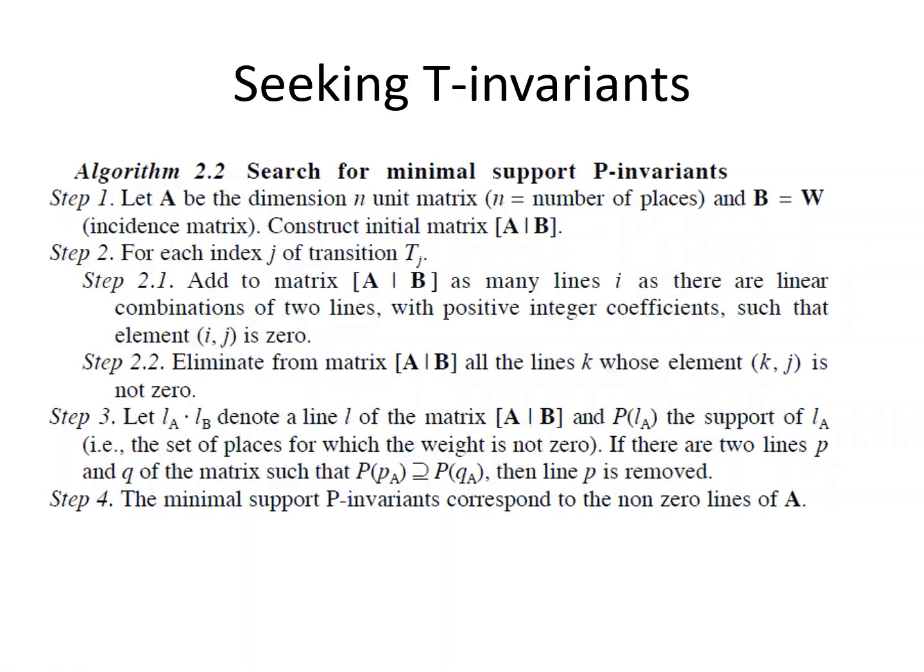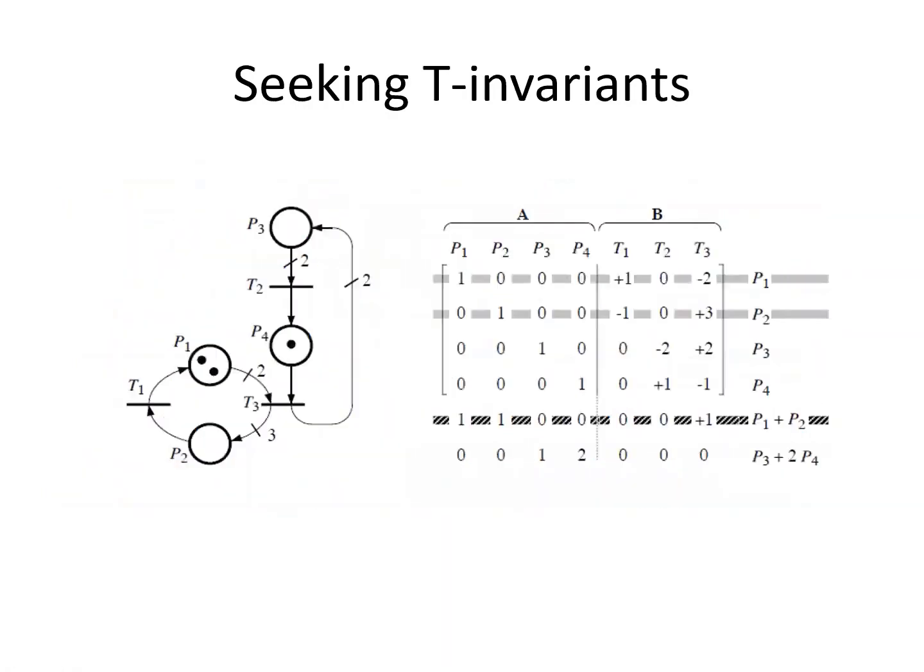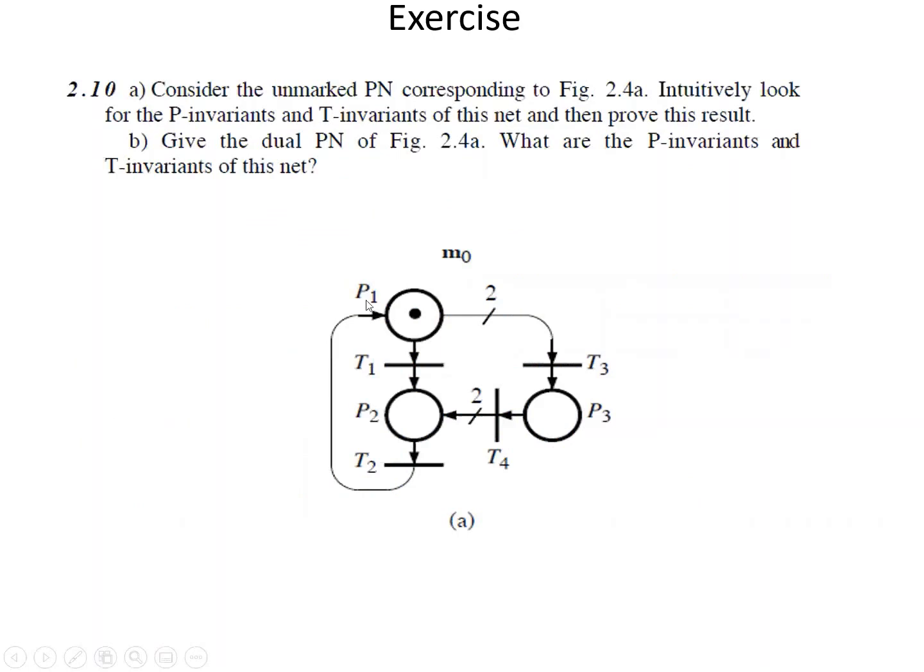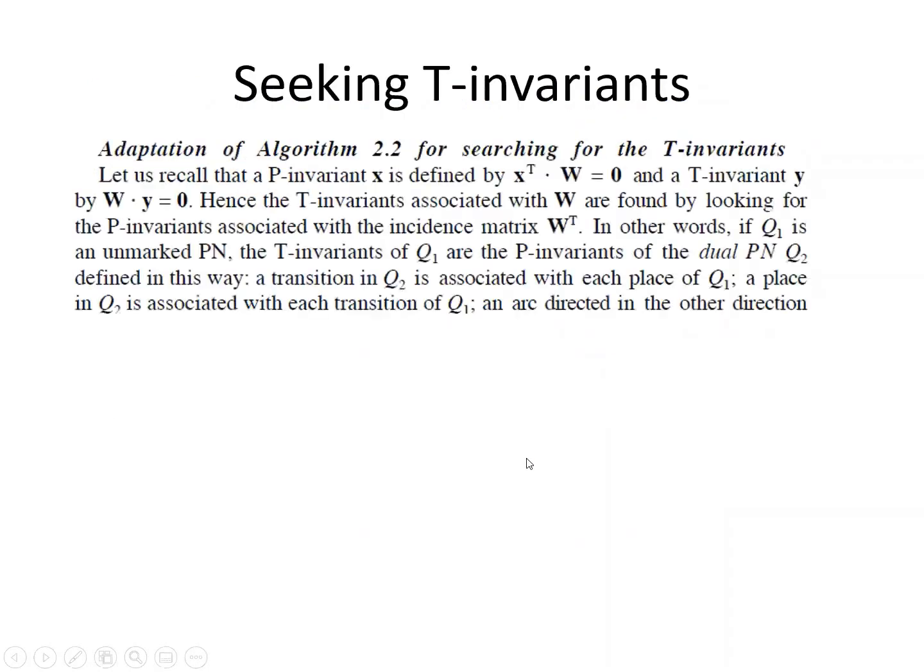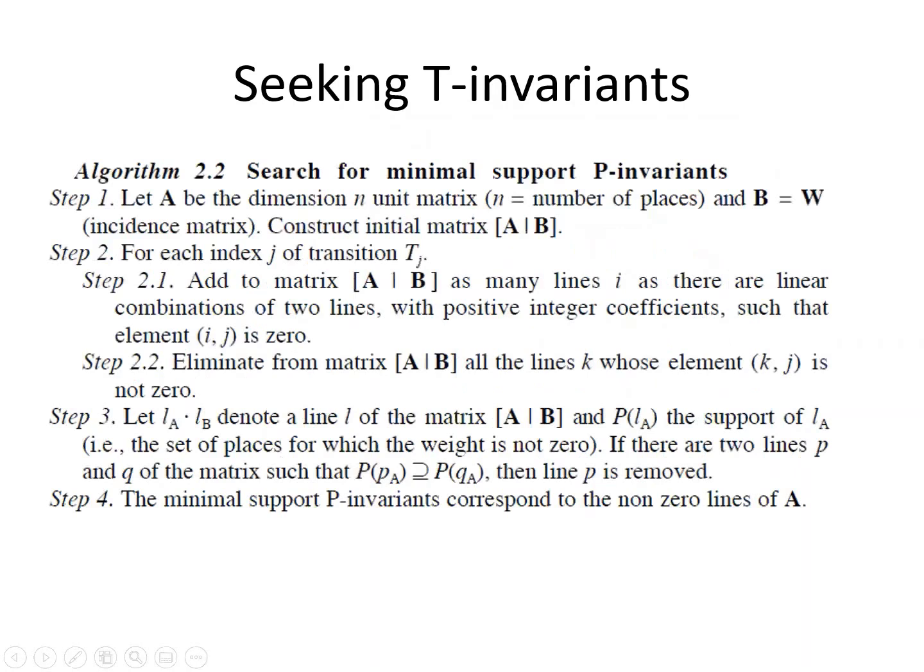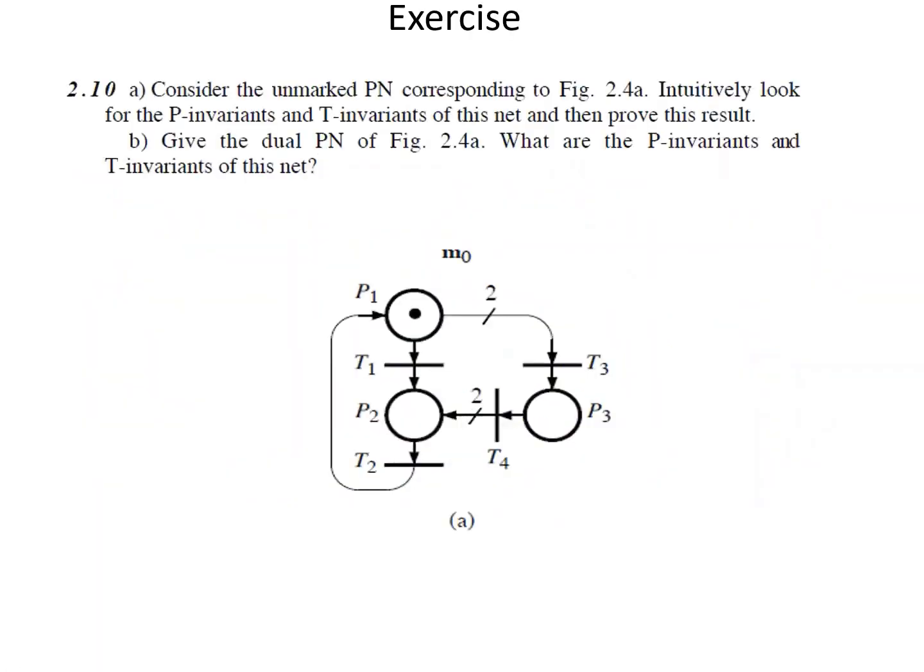Now, I'll explain this with an example. Consider this Petri net, which is the dual of the previous one. How many places do we have in this case? 3 places and 4 transitions. In the dual, 4 places and 3 transitions. And you see that the arc weights are also the same, right?